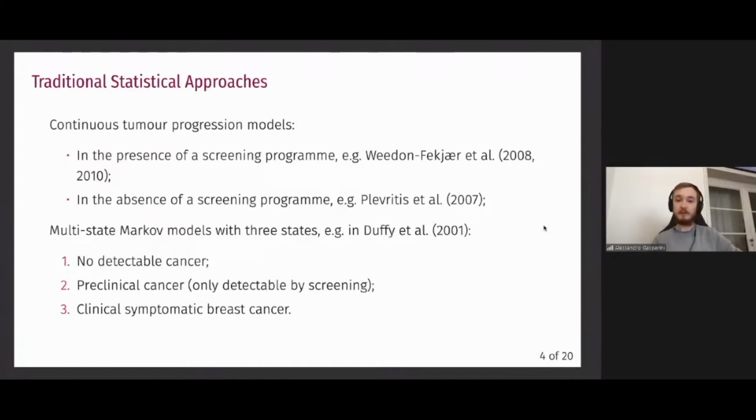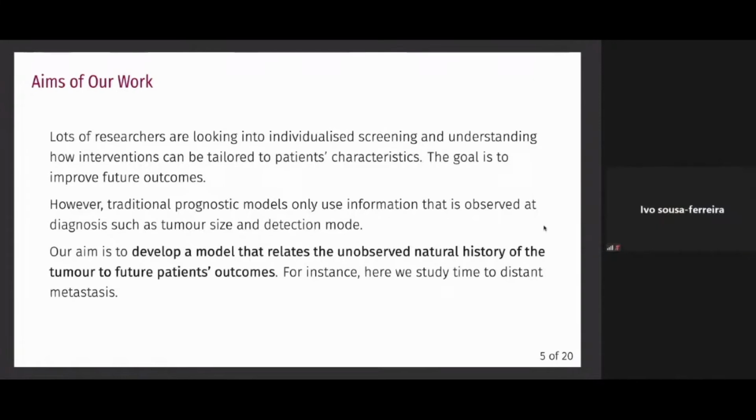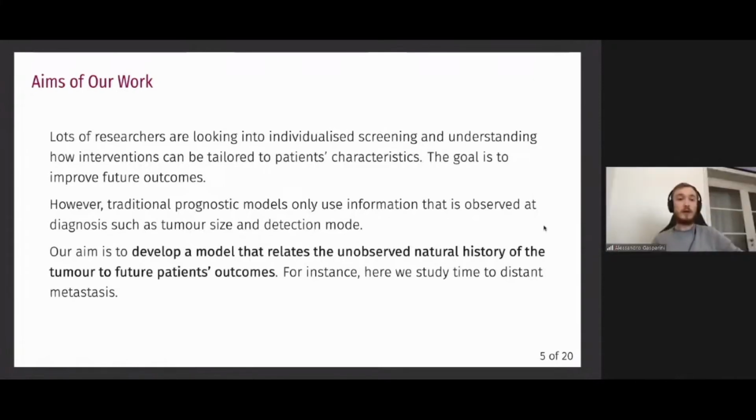5 states models have been proposed as well, in which case the preclinical and the clinical breast cancer stages have been divided into whether the lymph nodes have been affected or not, which leads to the aims of our work. The ultimate goal is to improve future outcomes. And by doing so, we need to be able to evaluate individualized screening, new treatments, intervention, and how any of this can be tailored to patients' characteristics.